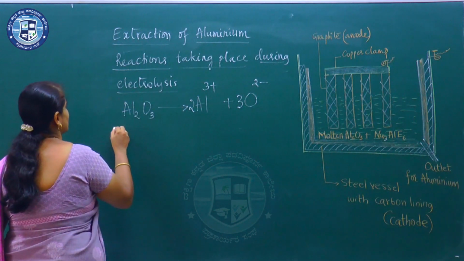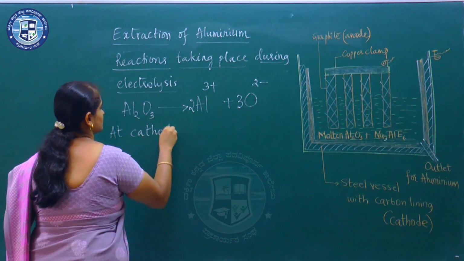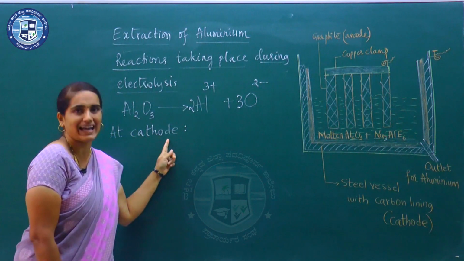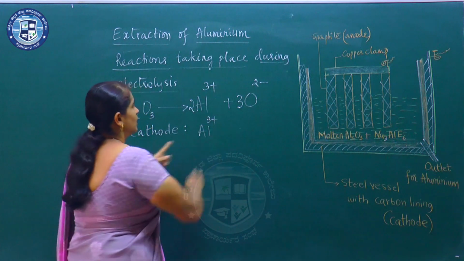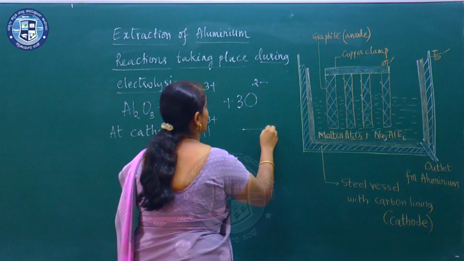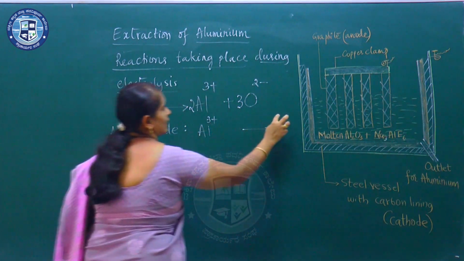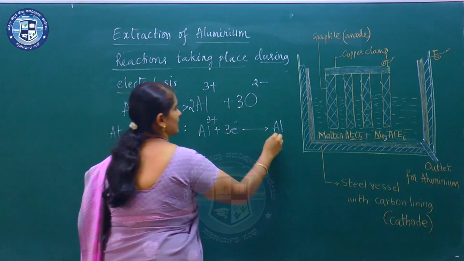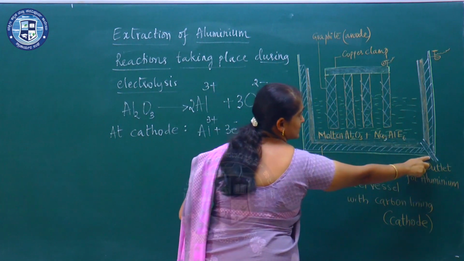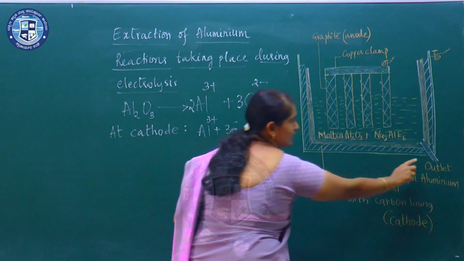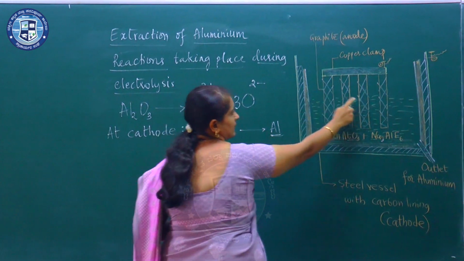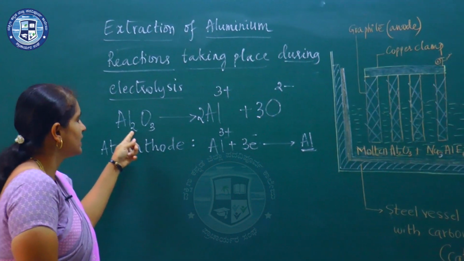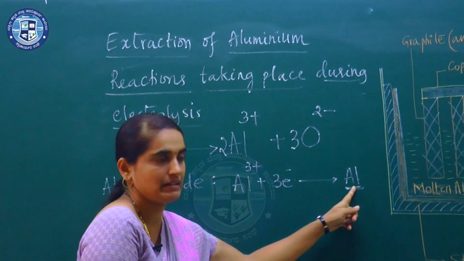Now we'll write the reactions taking place at cathode. I have already said that metals, being electropositive in nature, are usually liberated at cathode. So I'll take that Al3+. My main intention is to get only aluminium, so I should make this Al. I have 3 plus and I have to make it 0, which means I have to add 3 electrons. So it takes up 3 electrons and becomes Al. This is molten aluminium, which comes out near the cathode, the steel vessel, not towards the anode. So the Al3+ from the molten alumina takes up 3 electrons and becomes Al, molten aluminium.